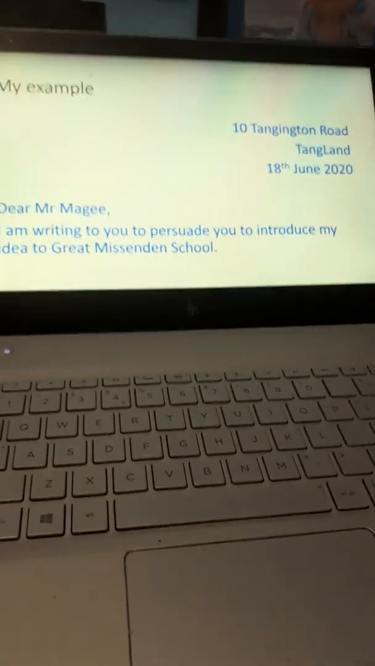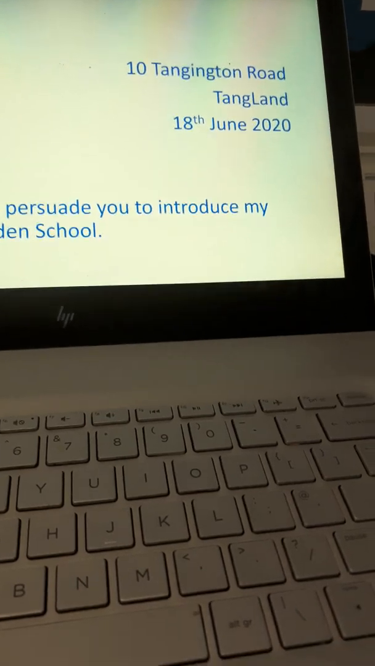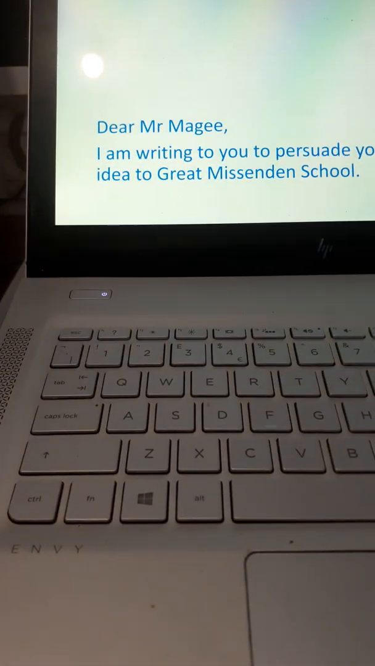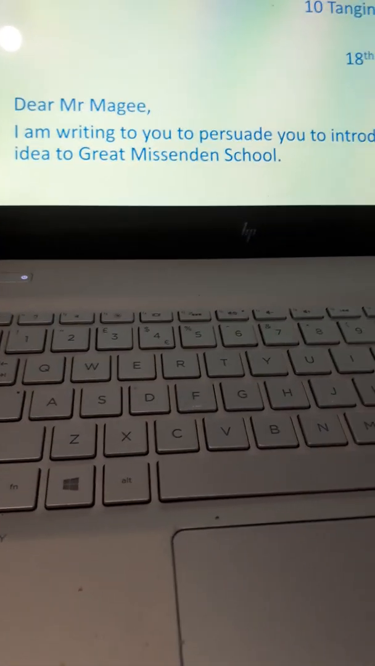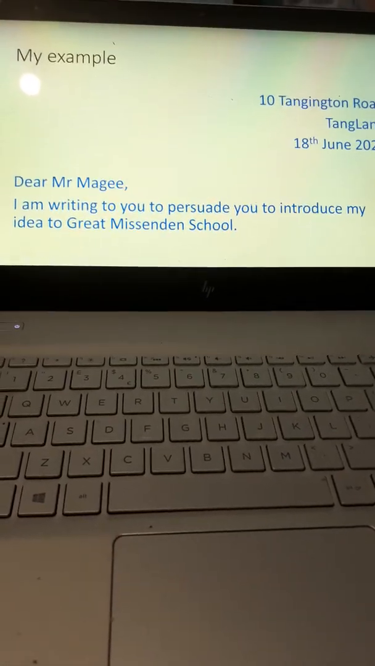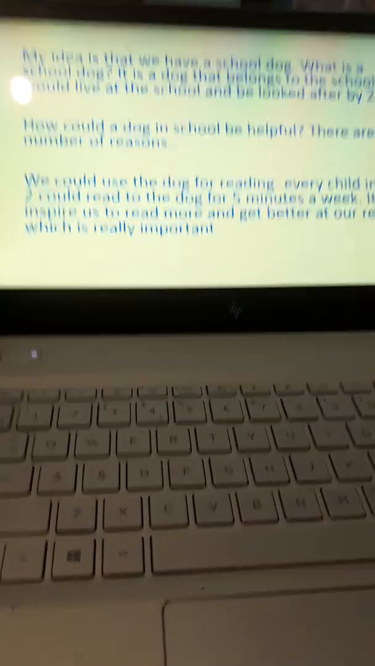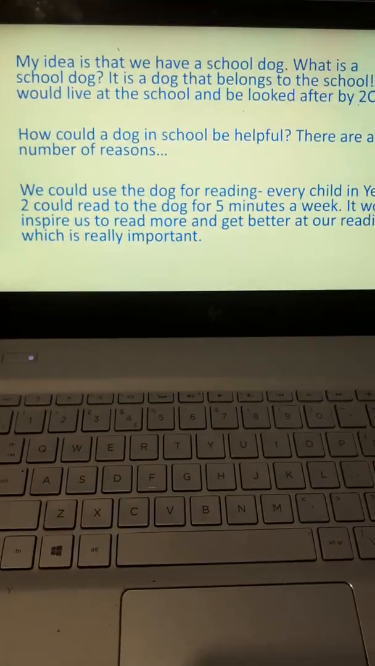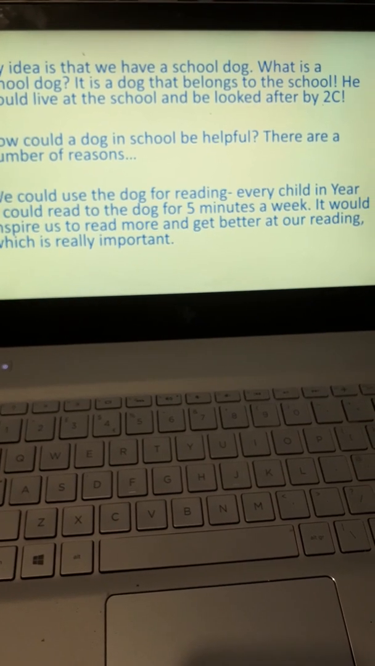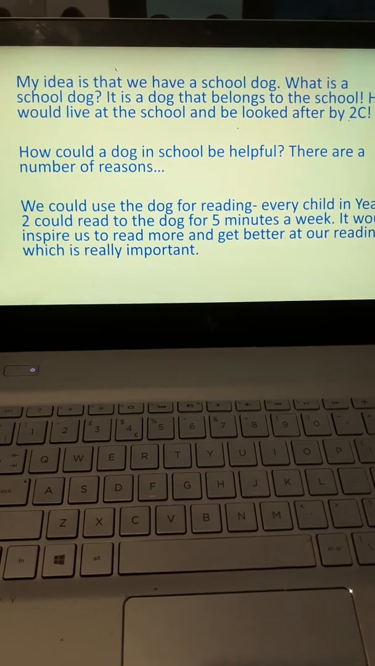Ready? My example. I live in 10 Tangington Road, Tangland, and the date is the 18th of June. Dear Mr. Magee, I'm writing to you to persuade you to introduce my idea to Great Missenden School. By the way, if you want to pinch that, you can do. My idea is that we have a school dog. What is a school dog? It is a dog that belongs to the school. He would live at the school and be looked after by 2C.